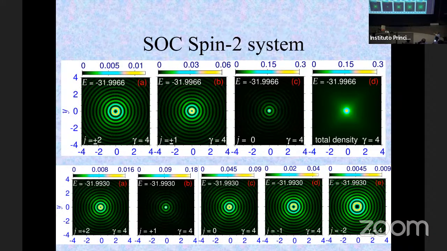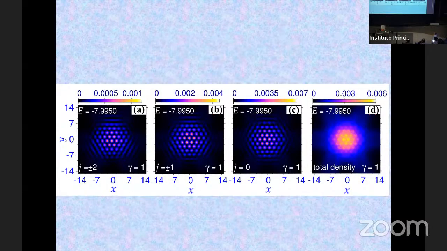We have a vortex at the center in the symmetric case, plus 2 and minus 2 for the plus and minus components, and this is plus minus 1, and there is no vortex, and in the total density there is no structure. So there is only a radially periodic structure. But for gamma equal to 1, you can have a triangular lattice. This is the spin 2 system.